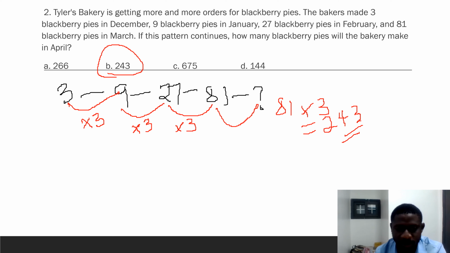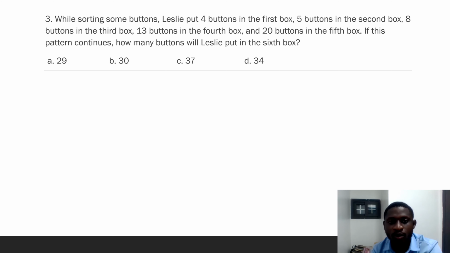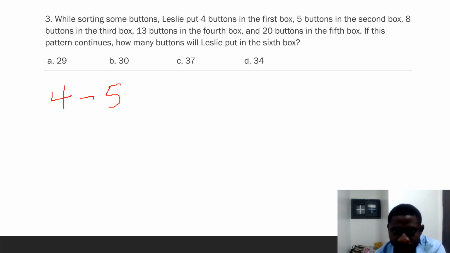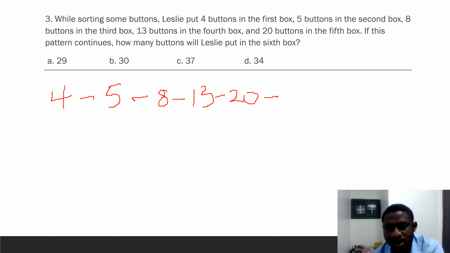Now let's move to the third question. While sorting some buttons, Leslie put 4 in the first box, in the next he puts 5, in the next he puts 8, in the next he puts 13, in the next he puts 20. Now if this pattern continues, how many buttons will Leslie put in the sixth box? Now let's look out for the sixth box.